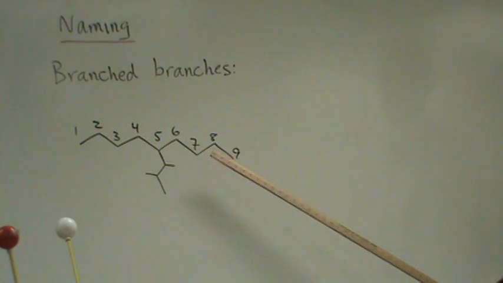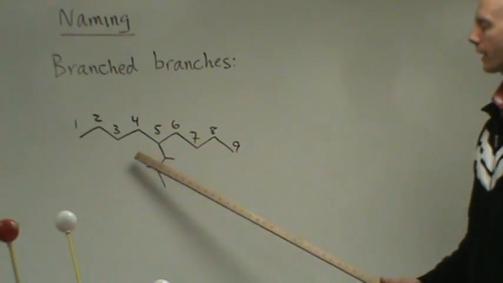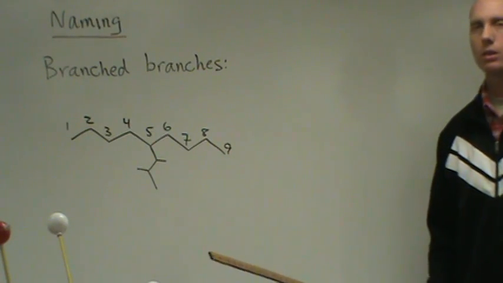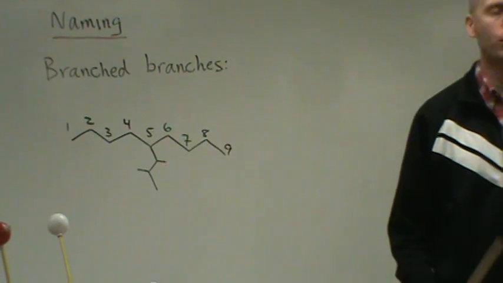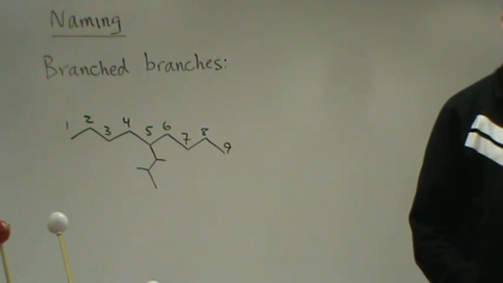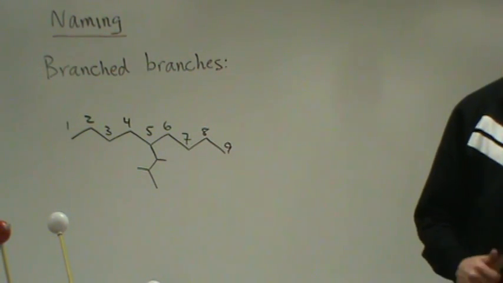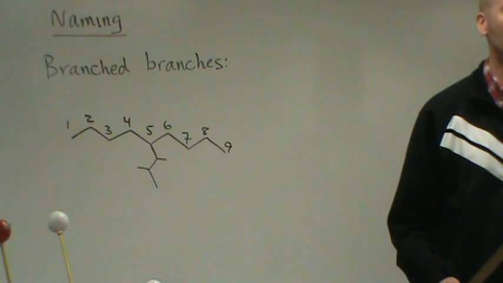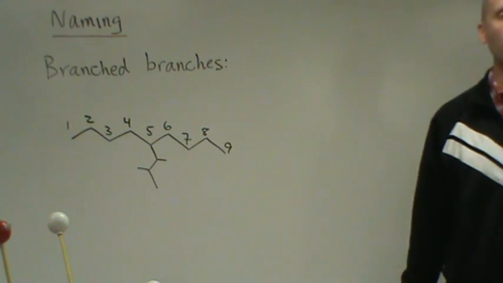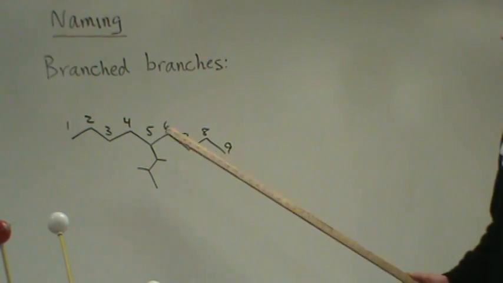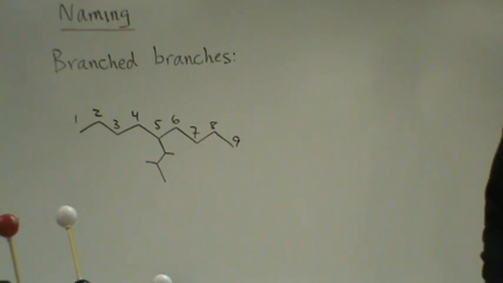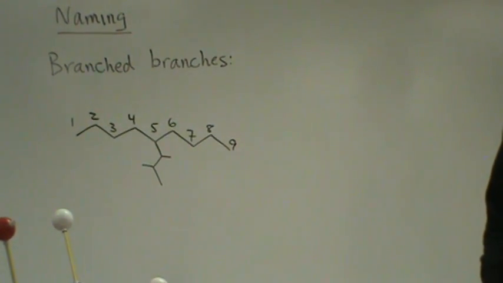So we have a nonane and we have a branch on the 5th carbon of it. But if you look at that branch, how in the world do we name that? That's not one of our isomeric ones we memorized. It's not an isobutyl or a secbutyl or isopropyl. This is what's called a branched branch. What do you mean by that?